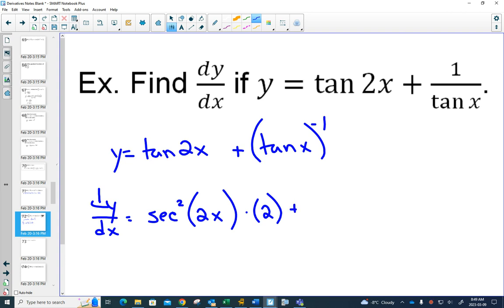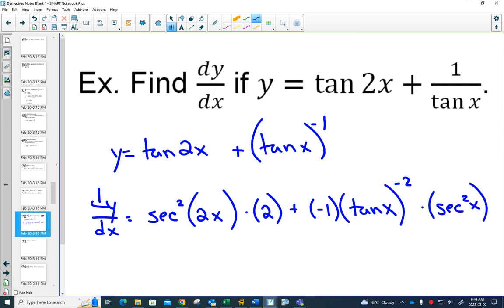Plus another chain rule. But this time, tan of x is inside of the -1. So the derivative of the power of -1 would mean the -1 would come out in front, subtract 1 from the exponent, keep the inside the same, multiply by the derivative of the inside, and again, wouldn't need to factor this, wouldn't need to simplify.